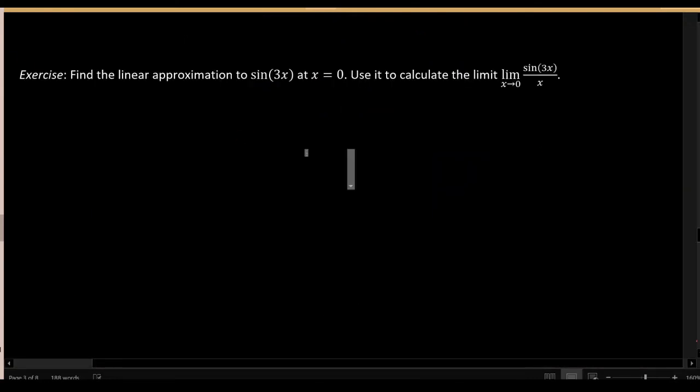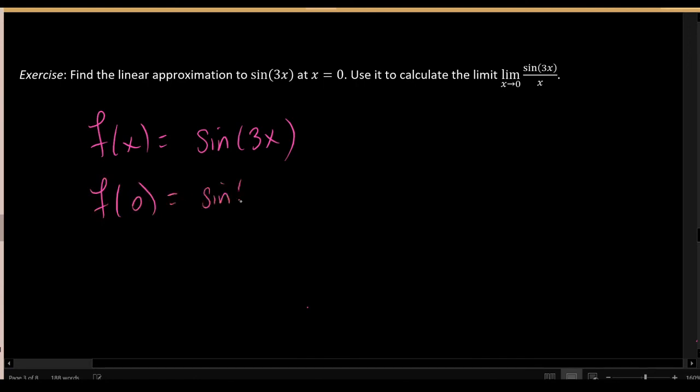Let's have one final look at a linear approximation application. And let's use the approximation to sine of 3x at x equals 0 to try and figure out what's happening to the limit as x gets close to 0 of sine of 3x over x. The original function is given by sine of 3x. And if I plug 0 into that, I'll have sine of 0, which is equal to 0.